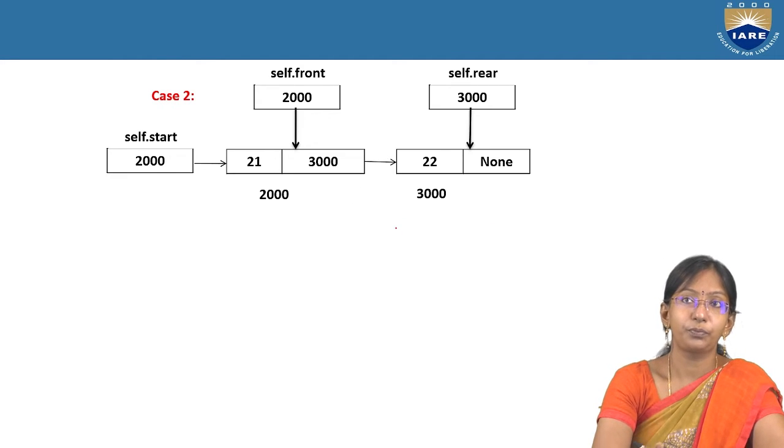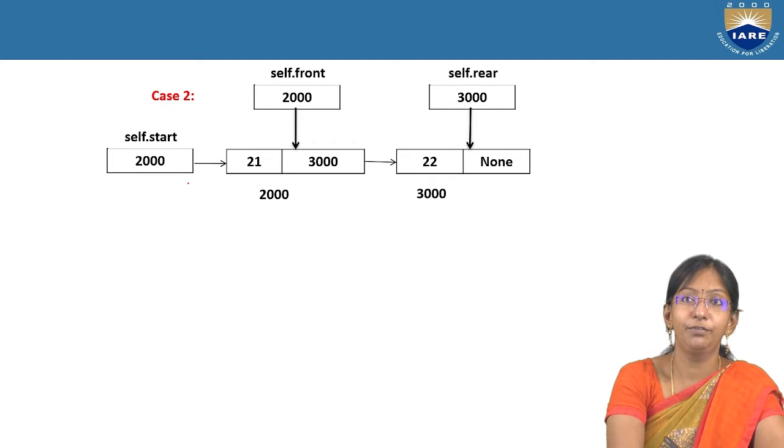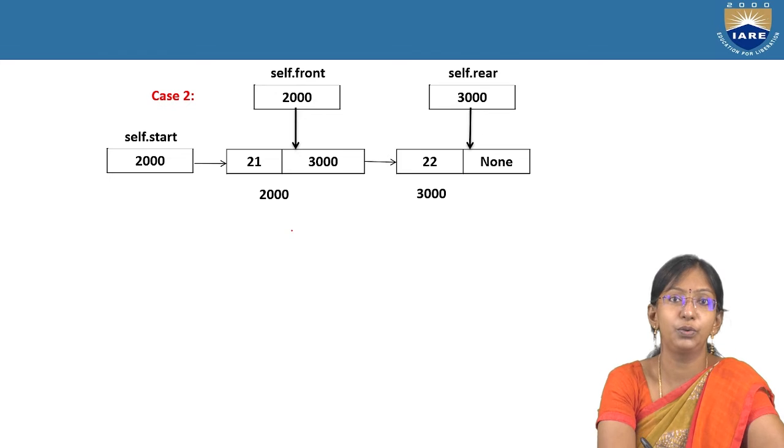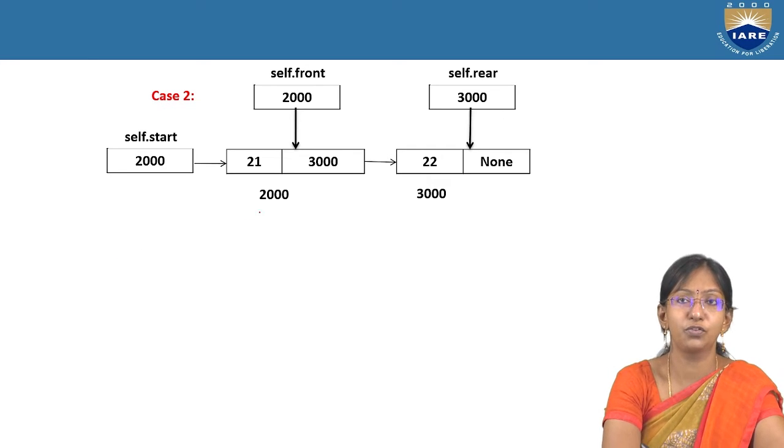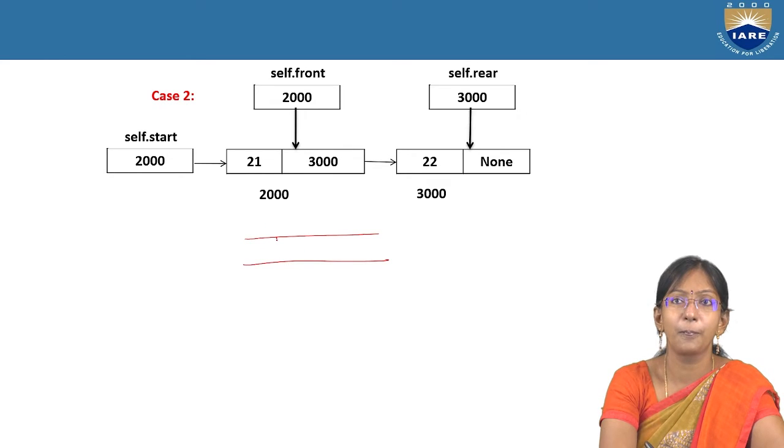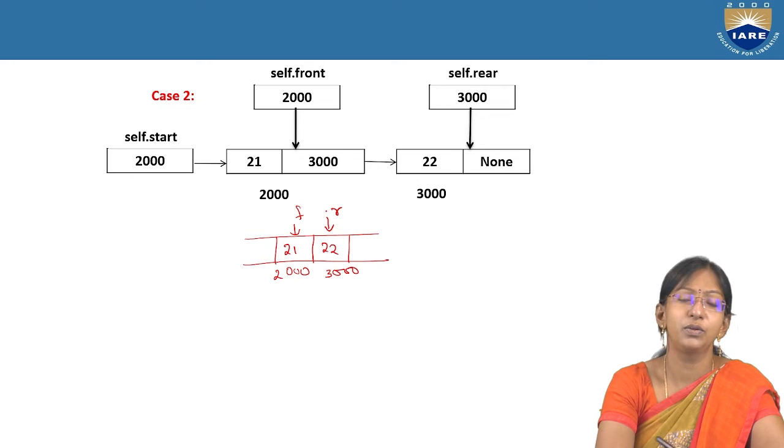Okay, case 2. Have a look at this one. Here, a handful of elements are there. 21 and 22 are the elements. Start, as usual, is a pointer variable which holds the address 2000, the address of the first node, right? Guys, have a look at this one. If we represent the same using queues, how is it going to look? 21 is at location 2000 and 22 is at location 3000. 21 is the front and 22 is the rear.